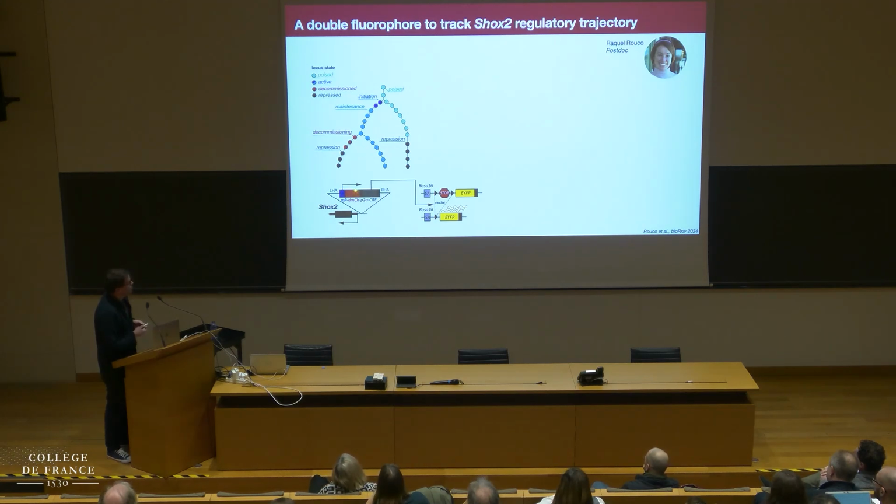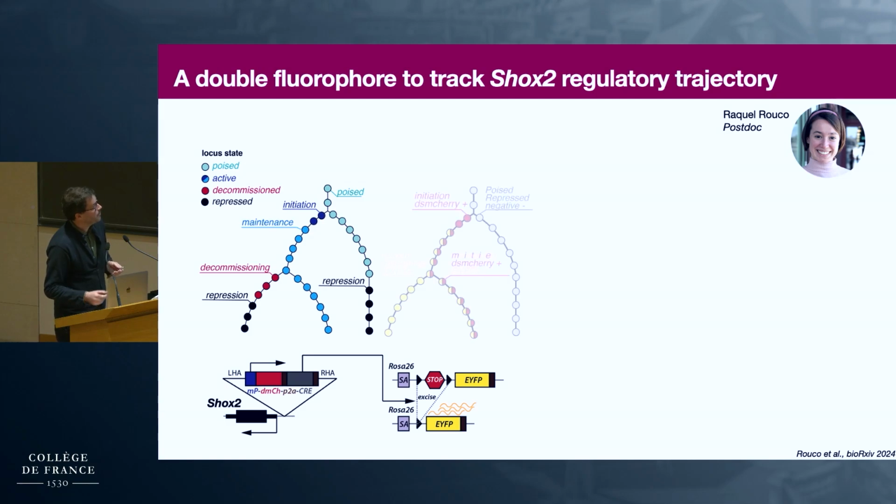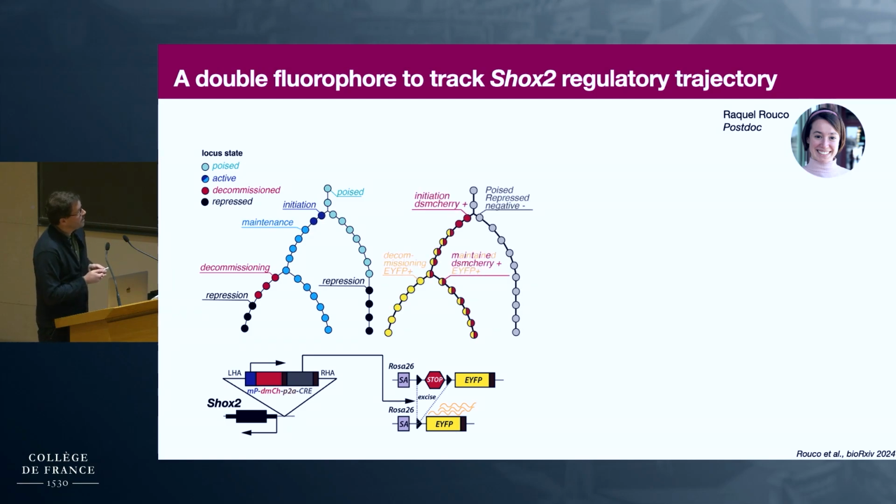You have a minimal promoter, an mCherry, a red fluorescent protein, and a CRE. When SHOX2 is active, the cells become red, and it expresses CRE. CRE goes to a second locus. It excises a stop cassette, which drives permanent expression of EYFP, irreversible and permanent. And so the trajectory we have can be visible by just looking at the color.